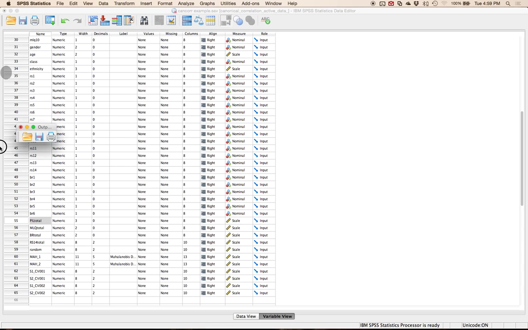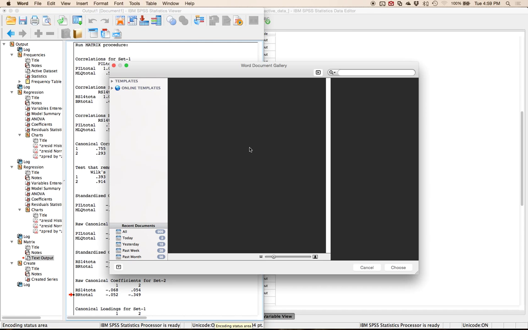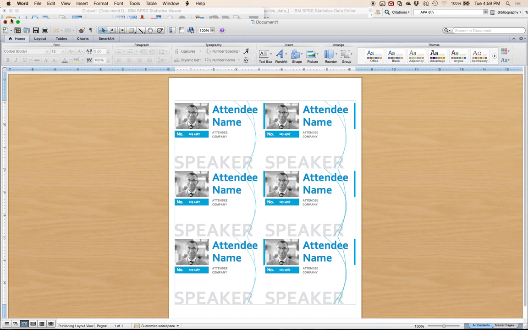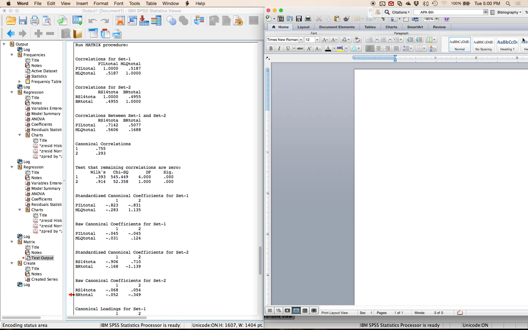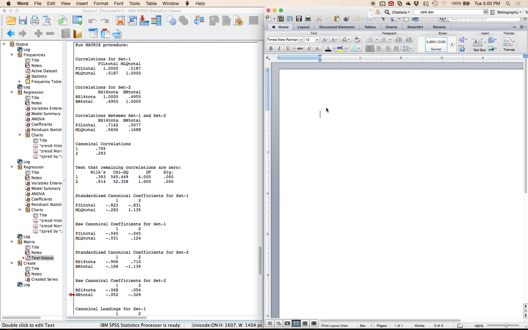The next thing you get, so let me stack these two next to each other. Let's get a Word document going here. Gracious, I don't even know what that is. There we go. Here is the test of whether the remaining correlations are 0. That's essentially a question of, do I care about these variates? Is 60% of the variance a lot, or is that just random chance?